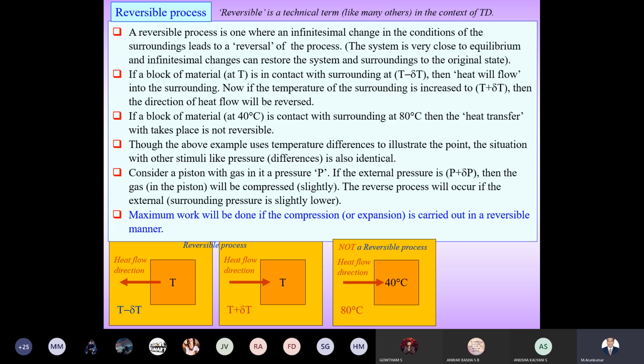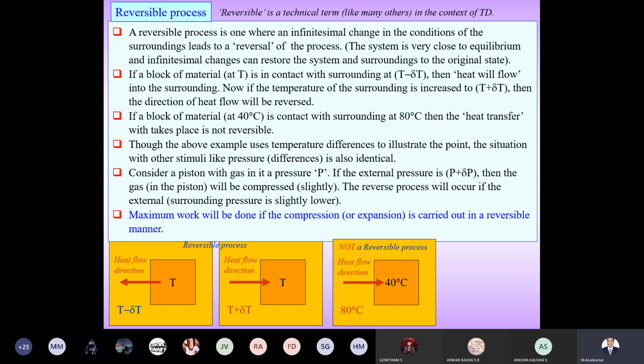So the maximum work will be done if the compression or expansion is carried out in a reversible manner. We can get the maximum work by doing this reversible process, whether compression or expansion. How the work can be calculated in the process of compression and expansion, we'll look at in the next classes. Just understand this: what is a reversible process.